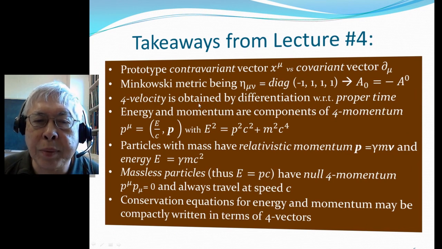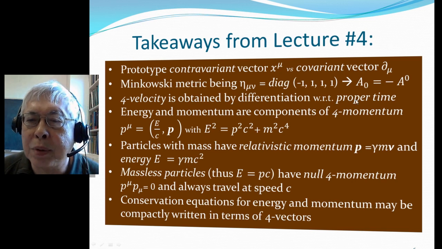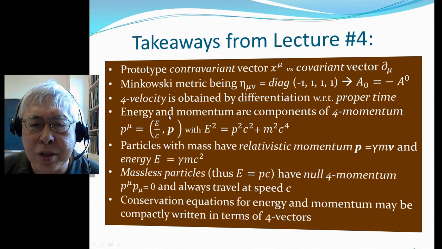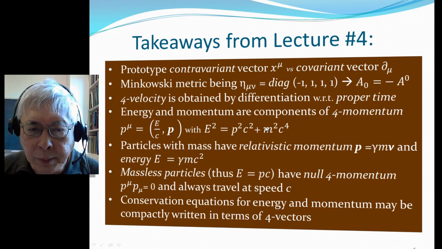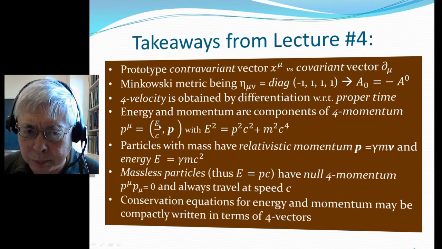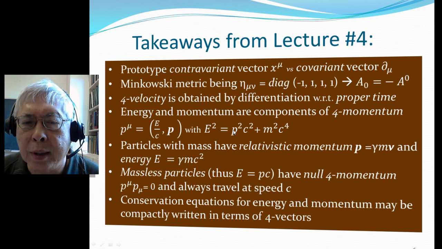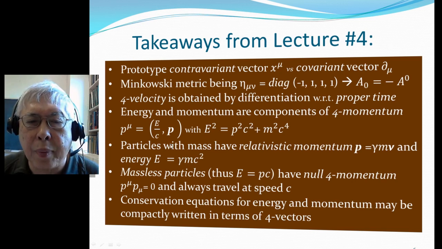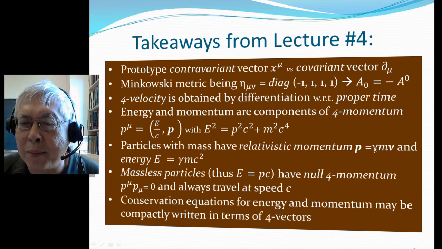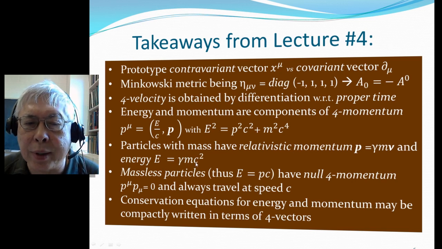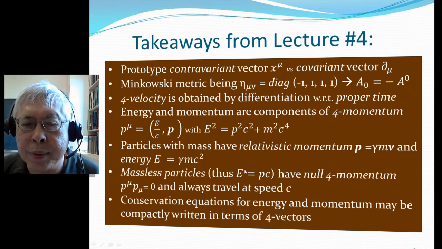And the 4-velocity is obtained by differentiating not with respect to the coordinate time, but with respect to the proper time, tau. The energy and momentum are components of the 4-momentum, with energy in the zeroth component and the relativistic momentum in the spatial components. Just from the fact that p squared has to be invariant, we get the relation E squared equals p squared c squared plus mc squared, squared. For a particle with mass, the relativistic momentum is p equals gamma mv, and the energy is gamma mc squared. For massless particles, of course, m equals 0, so E equals pc.